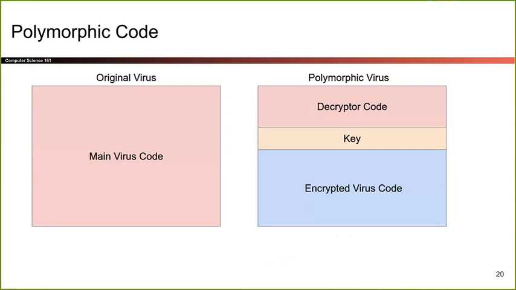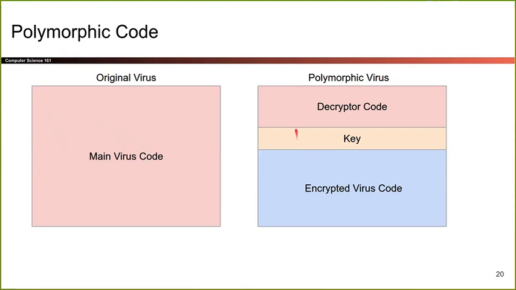Okay, so here's an example of polymorphic code. The original virus is just one block of main virus code. This stuff in red is the virus code. And notice that if you copy this from machine to machine, it looks the same on every machine, right? Just this red block of code. So for a signature-based antivirus detector, it's extremely easy to look at this code and say, oh, this code matches a signature from previously detected viruses, so this must be a virus. That's very easy. But look at this polymorphic virus.